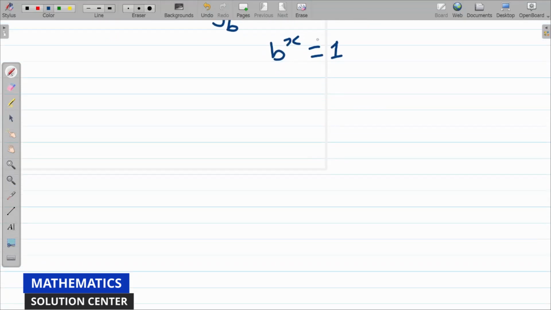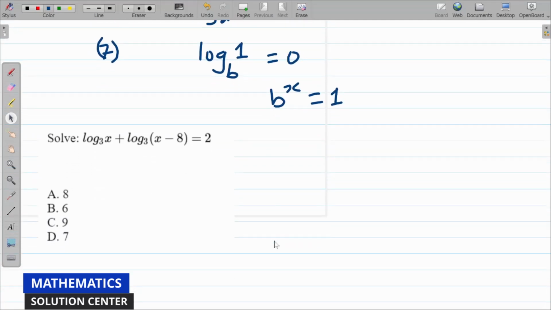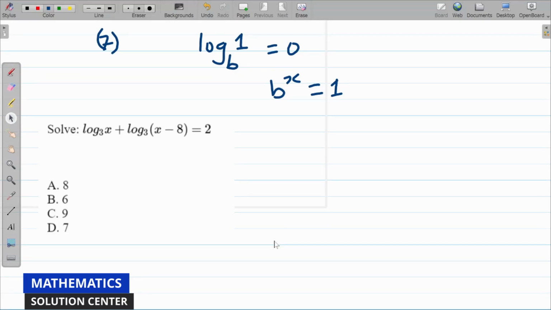So we are going to take some other questions. I'm going to be bringing in some questions that I'm going to solve using the laws we have learned so far. So let's take a look at this question. Log x base 3 plus log (x minus 8) base 3 is equal to 2. So we want to solve this question and get the answer to it.